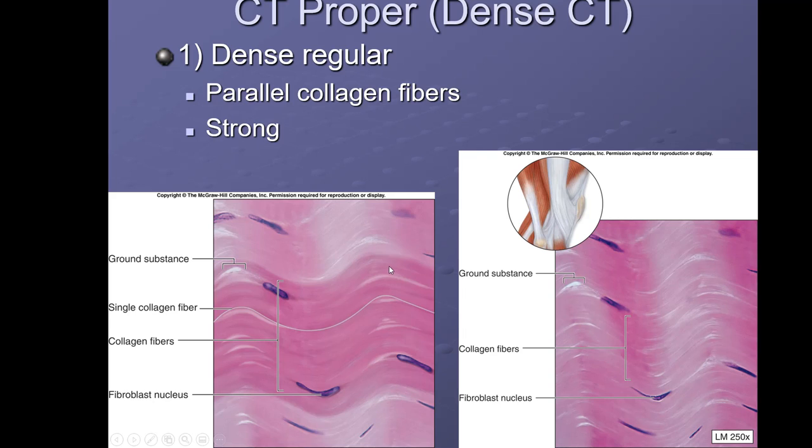So the big places that you find it are tendons, which is connective tissue that connects muscle to bone. You need lots of strength there. Ligaments are great examples of this also. And that's what's shown in this picture. These are tendons connecting muscle to bone. The ligaments, on the other hand, connect bone to bone.